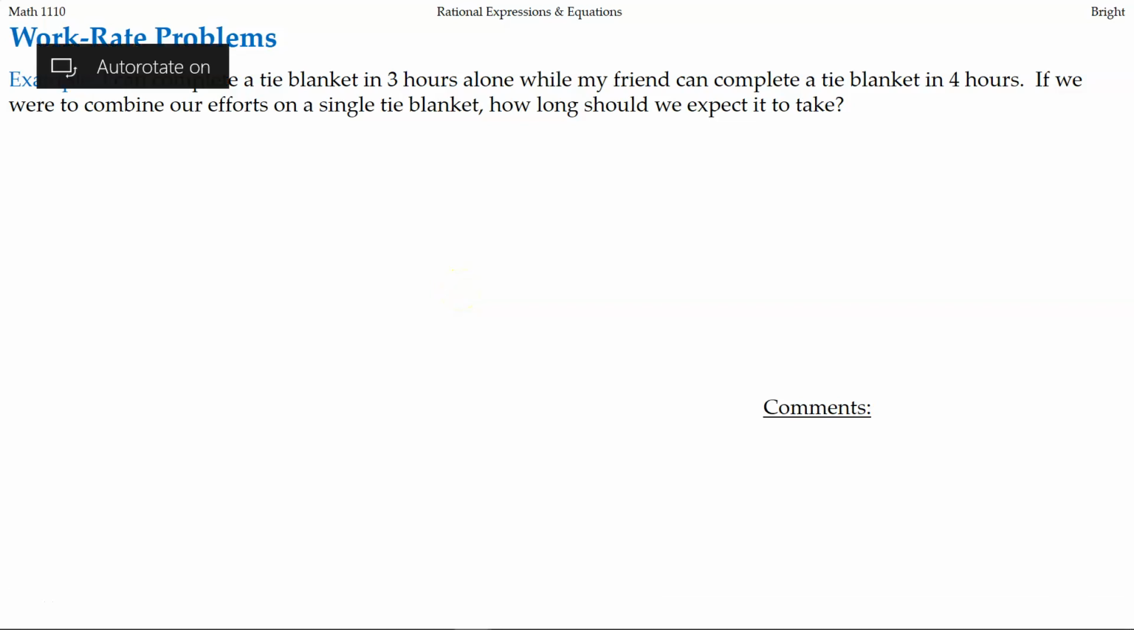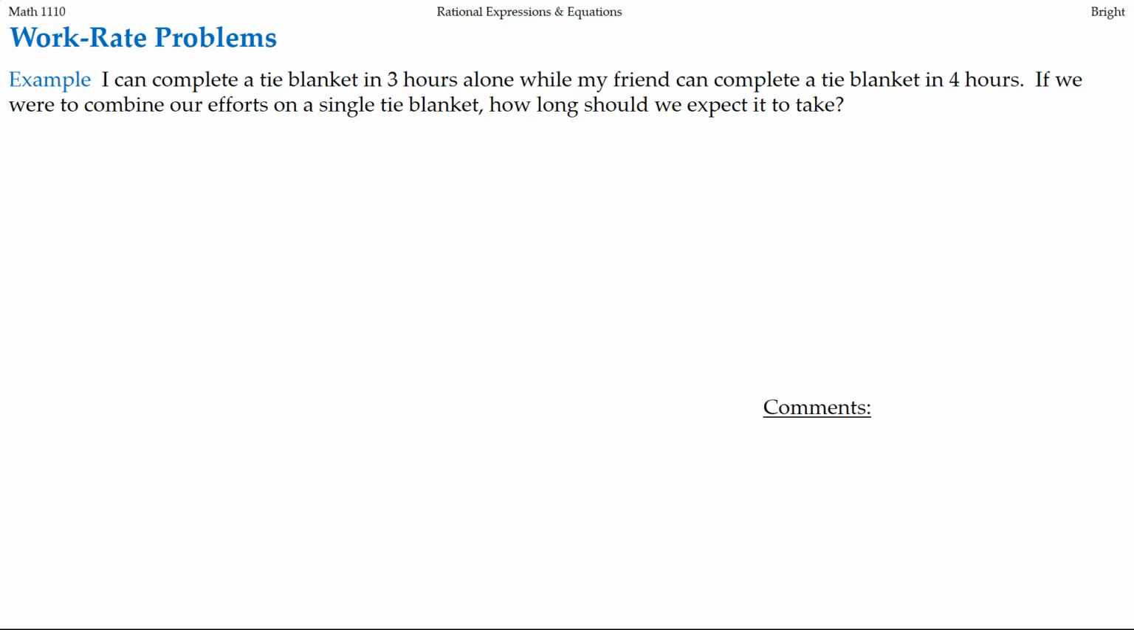The last example in this section has to do with our favorite friend, word problems, okay? And with word problems, again, we need to make sure we get the right setup and then go from there, okay? So here's the example that we're going to work through.